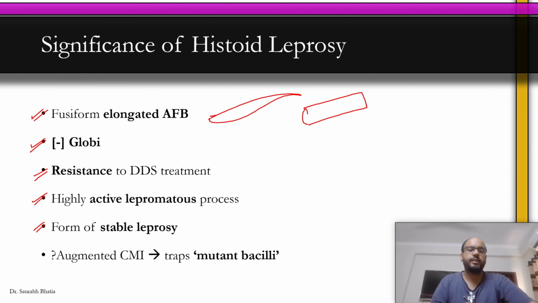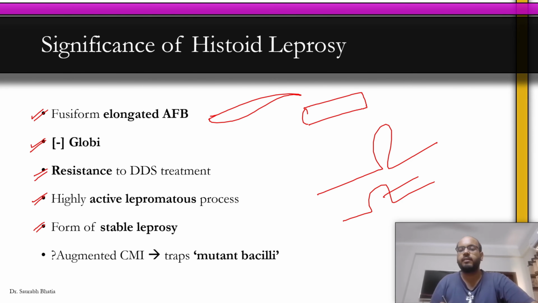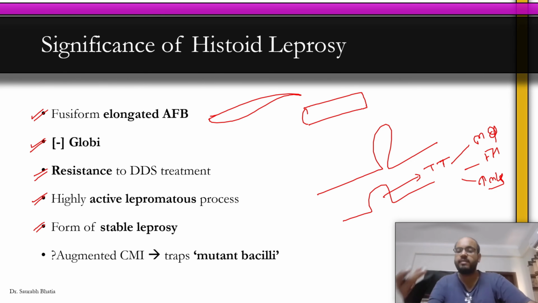Some authors regard this as a form of stable leprosy. Why? Because the histoid lepromas, or the nodules or papules that we see, resemble TT leprosy, but the differences are that they are formed majorly of macrophages, spindle-shaped foamy histiocytes, and a large number of M. leprae, but they are localized like TT, but discretely present over the whole body like LL. Clear?